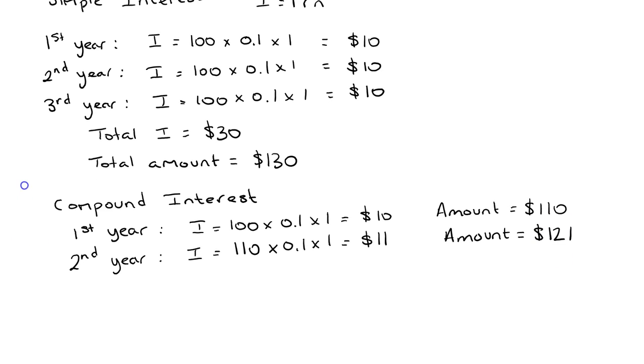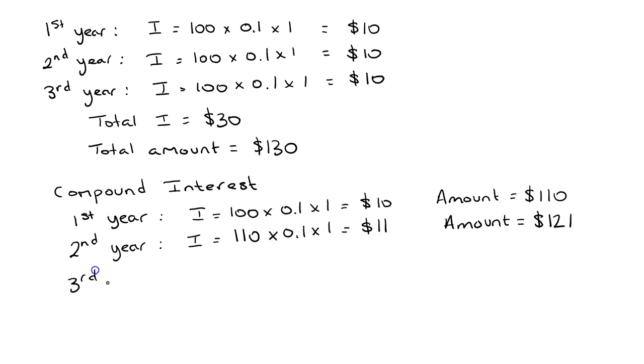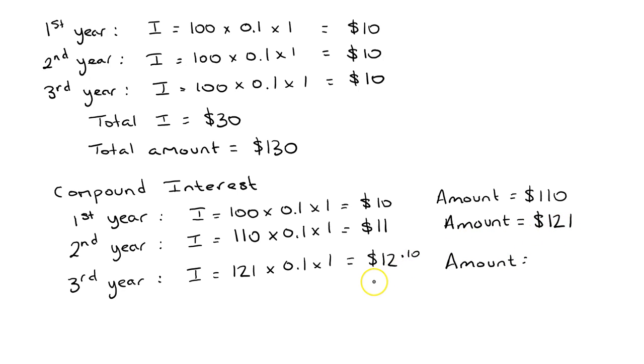This $121 becomes our new principal for the third year. So we have 121 times our interest rate times 1 year, and it will yield us $12.10. So our total amount now is our 121 plus our $12.10, which is going to be $133.10. Now compare this with the simple interest amount that we ended up with, which was $130.